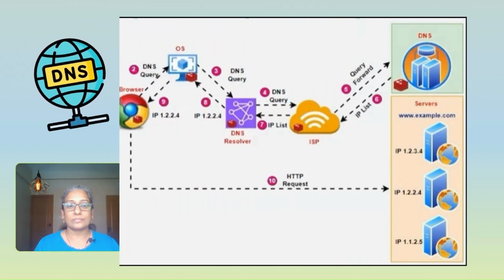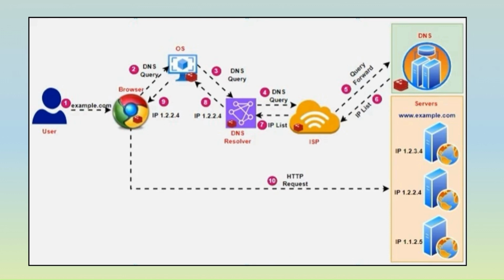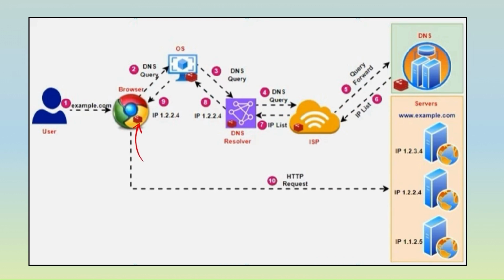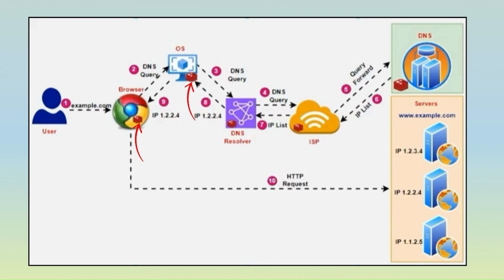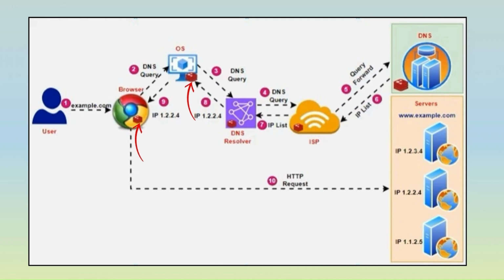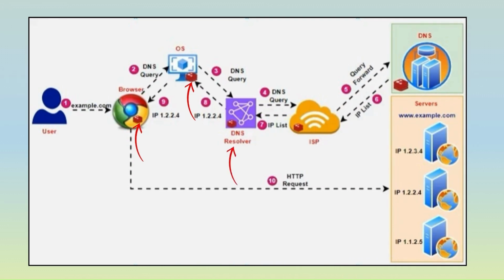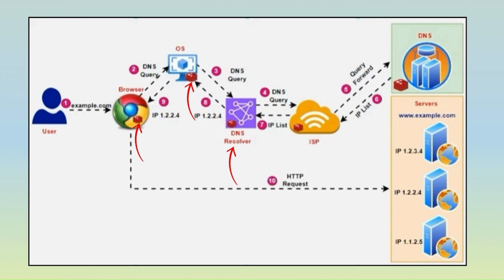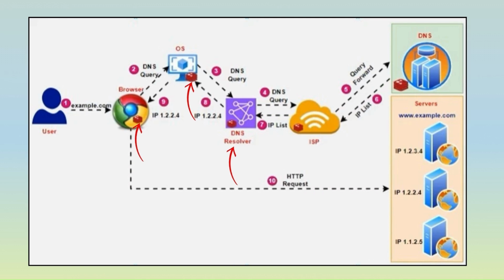When you enter example.com into your web browser, the browser first checks its cache for the corresponding IP address. If not found, it then checks the operating system's cache. The operating system facilitates communication between the browser and the DNS resolver. If the IP address is still not found, the browser sends a request to a DNS resolver, which acts as a virtual librarian.